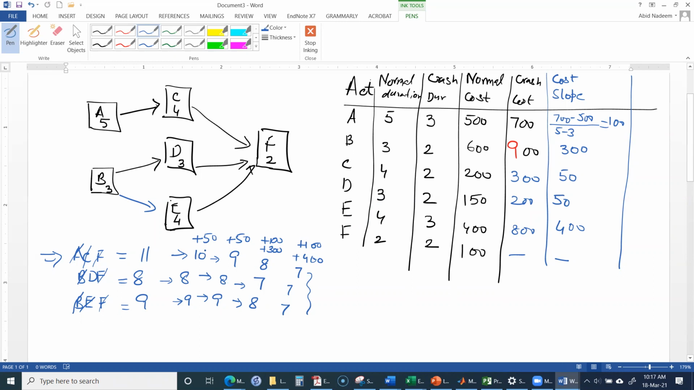So in this case, our final result is that by spending these extra amounts, 50 plus 50 plus 100 plus 300 plus 100 plus 400, we are able to reduce the duration of the project from 11 days to 7 days. This is the extra direct cost which we have spent. On the other hand, there is the indirect cost, which depends on the total duration of the project. The indirect cost will reduce as the duration of the project reduces.